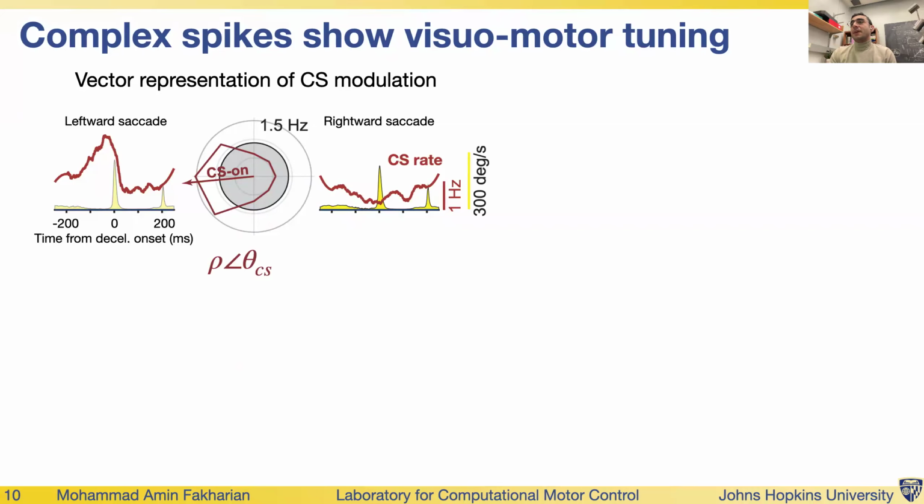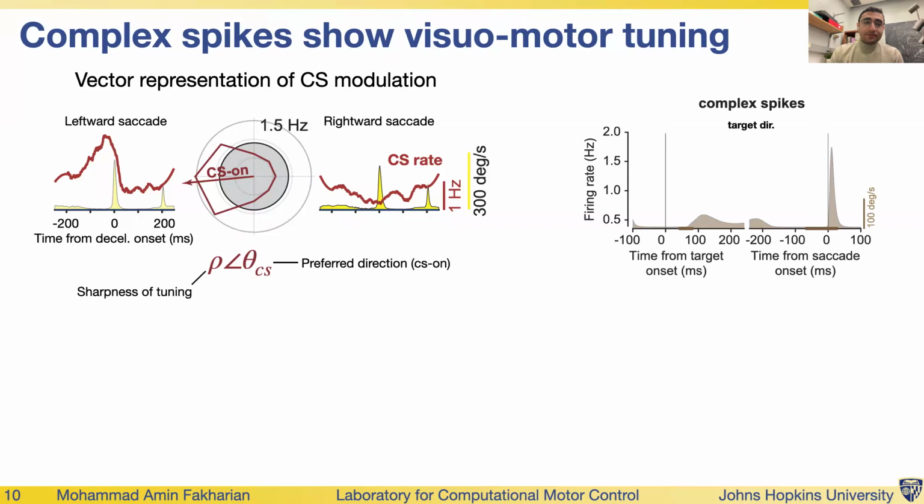We can represent this with a vector. The vector is going to have an amplitude, rho, and it's going to have an angle, theta. The theta is the preferred direction of the cell. We call it CS on. And the amplitude is the sharpness of tuning, how modulated this cell is.